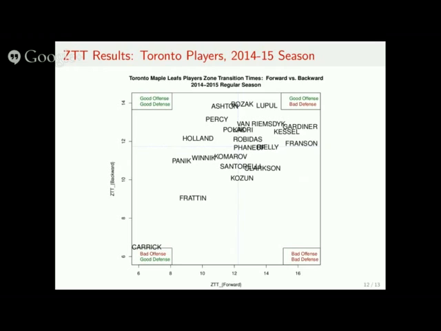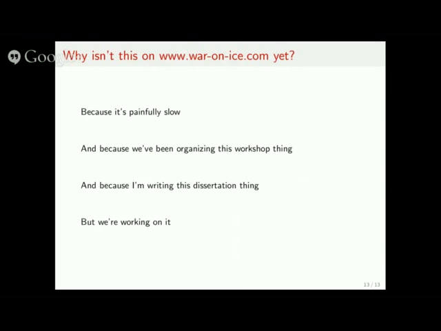I'll put these graphs back up here. But just to answer the questions that inevitably will be asked. Why is this not on War on Ice yet? Right now, the way I wrote it, it's very slow, so we're working on speeding it up. We're going to try to get it incorporated into the player tables, like for the season. It won't be in the in-game file because that'll just slow things down way too much.